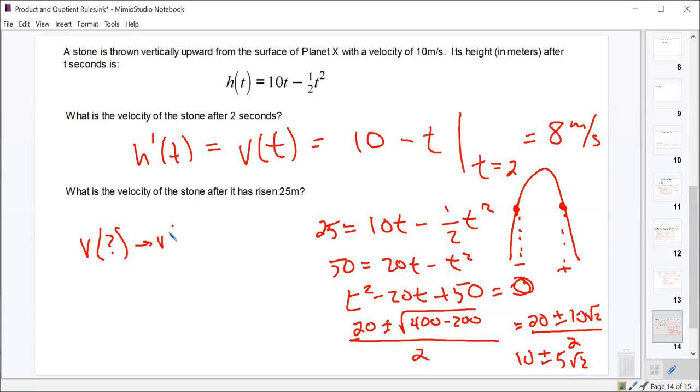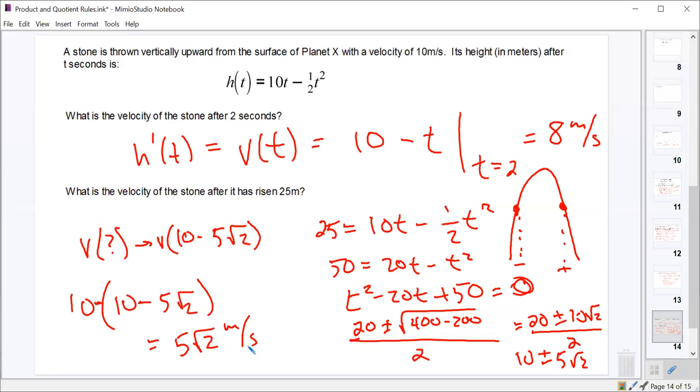All right, so we're looking for v of 10 minus 5 root 2. And if we plug that into 10 minus, 10 minus 5 root 2, the 10 minus 10 cancels out, the negatives cancel out, and we end up with 5 root 2 meters per second. Not much gravity on this planet, apparently.